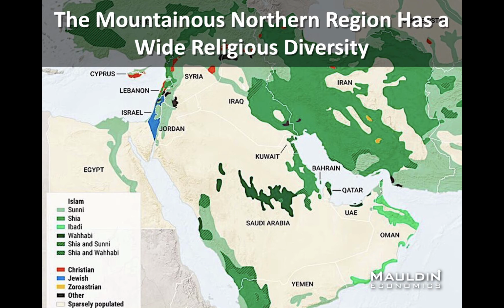So looking again, this is by religion. Sunni is the light green. Sunni is the dominant part of Islam, the largest. About 90% of all Muslims are Sunni. Shia, the largest concentration is in Iran. But there are also large concentrations in Kuwait and Iraq, and to a certain extent, in Syria and in Lebanon.